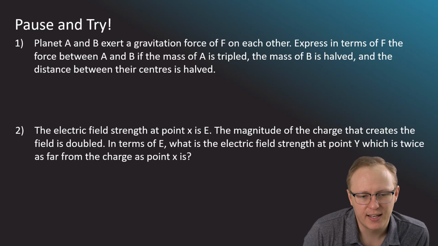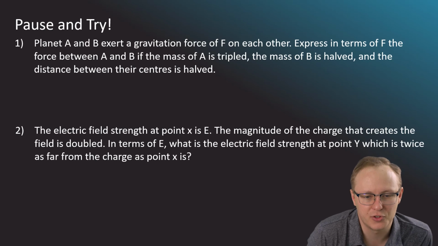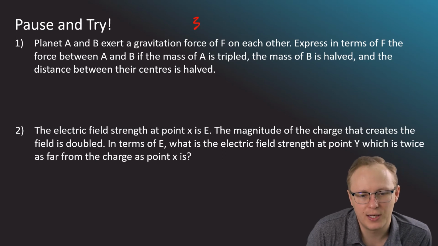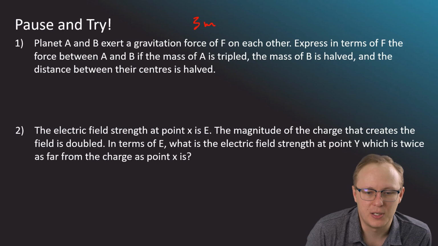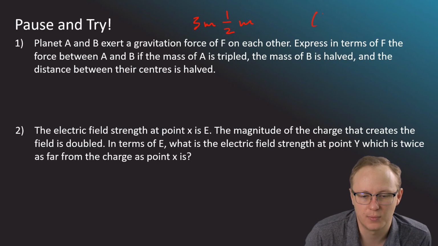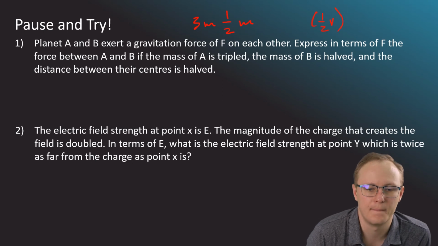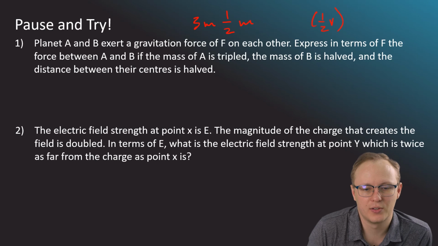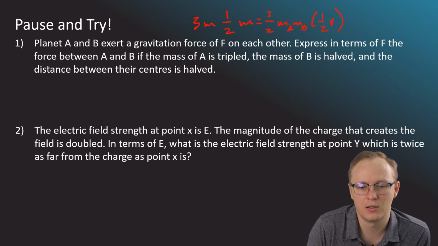So it says planet A and B exert a gravitational force of F on each other. Express in terms of F the force between A and B if the mass of A is tripled, so we're going to have 3m due to that, and the mass of B is halved, so that's going to be half m, and the distance between their centers is halved, so that's going to be half r. Here we can shortcut it and say 3 times a half is going to be 3 over 2, m_A times m_B.